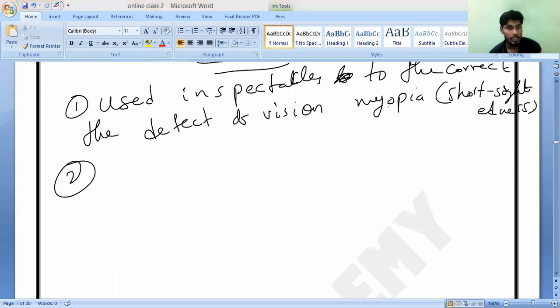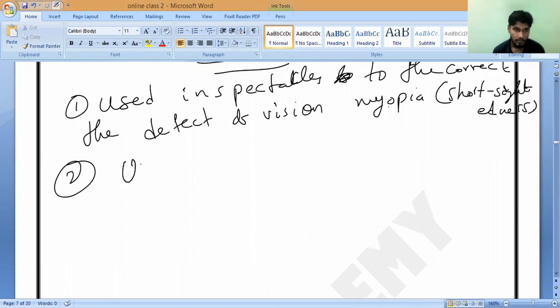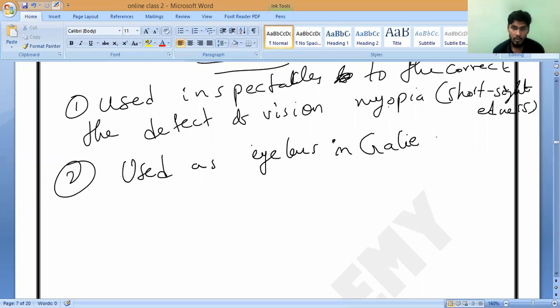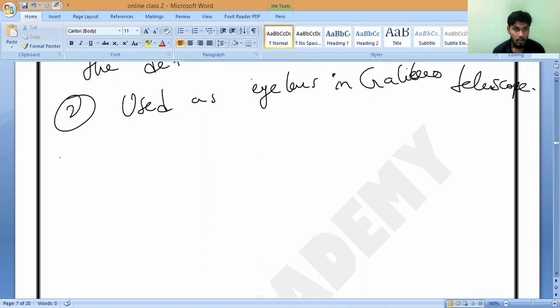It is used as eye lens in Galilean telescope. Used as eye lens in Galileo telescope. Note it down.